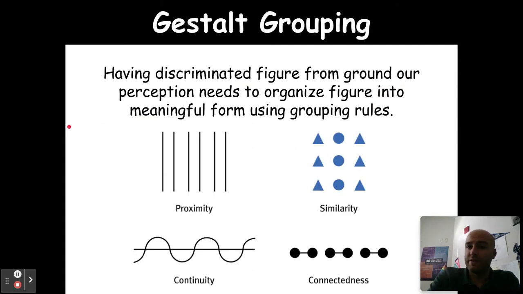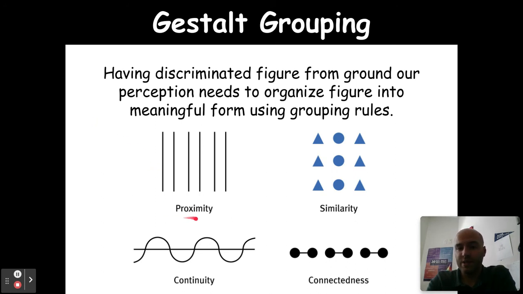Having discriminated figure from ground, telling the difference between the two, our perception needs to organize figures into meaningful forms using grouping rules. And in Gestalt psychology, there are a few grouping rules that we want to touch on.